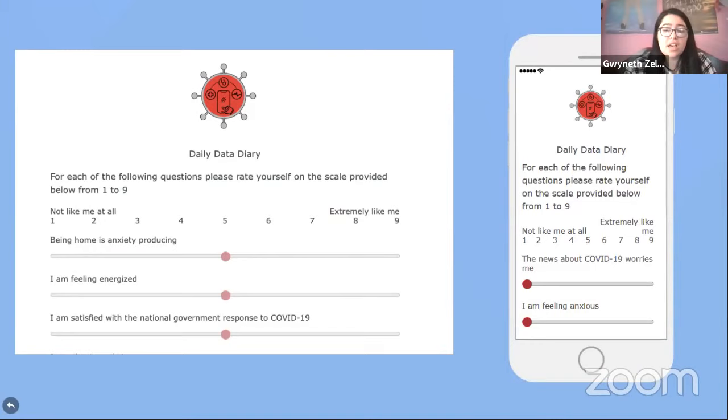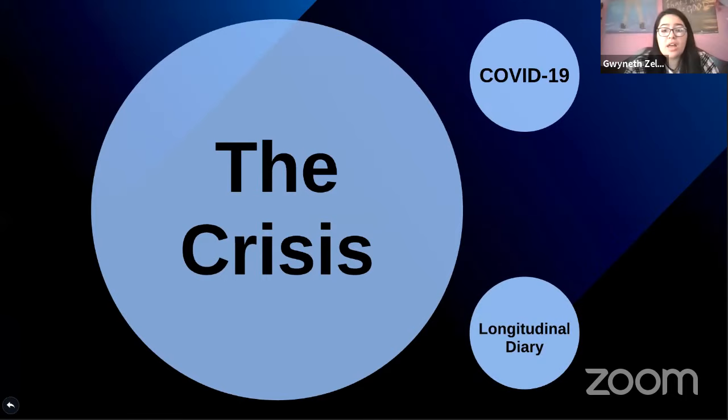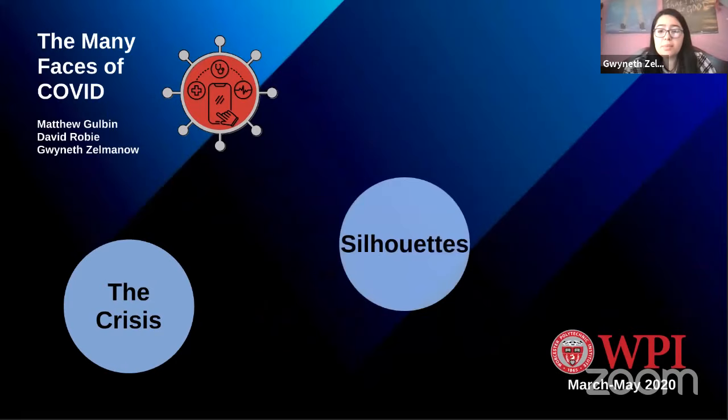Participants clicked and dragged sliders for various prompts, such as "The news about COVID worries me" and "I am feeling anxious." These sliders range from "Not like me at all" to "Extremely like me," in order to record their psychological and emotional state of mind for the day. The numerical data we gathered formed the outline of each participant, like an emotional silhouette in a picture.